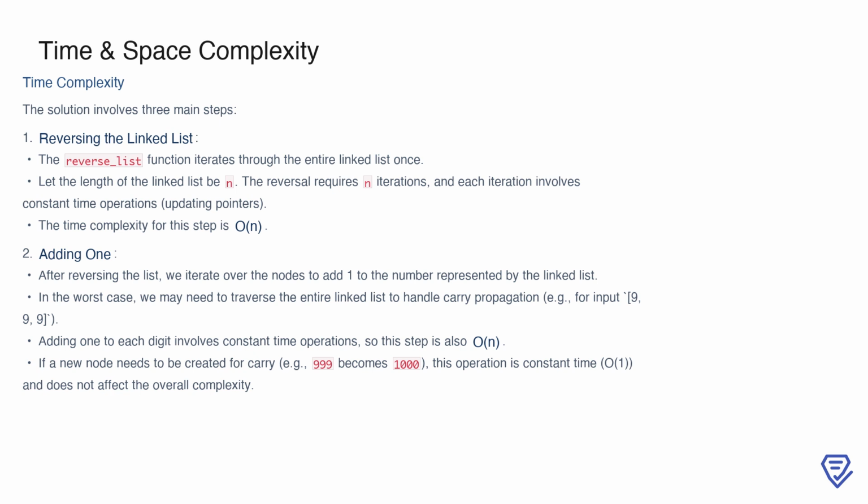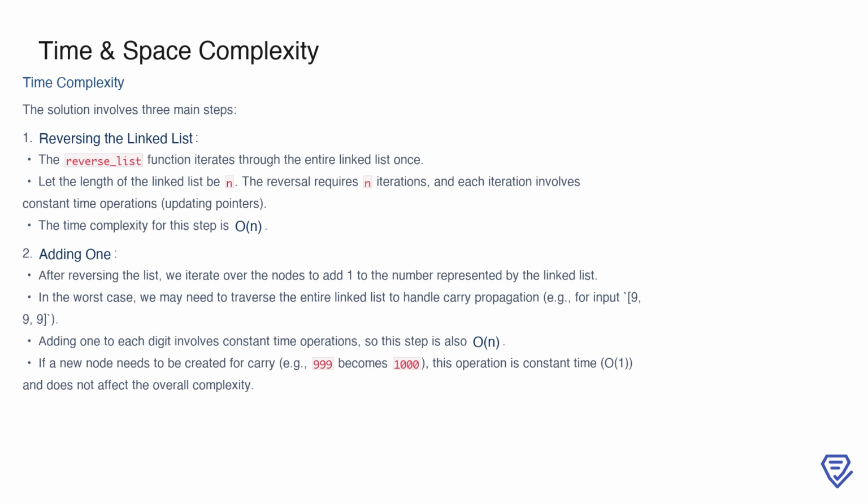First, we reverse the linked list. This reversal involves iterating through the entire list once. If the length of the linked list is n, this step requires n iterations, where each iteration takes constant time to update pointers. As a result, the time complexity for reversing the list is O(n).